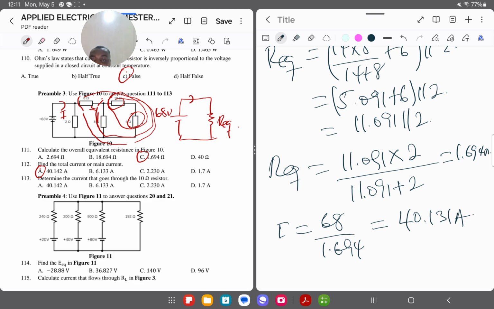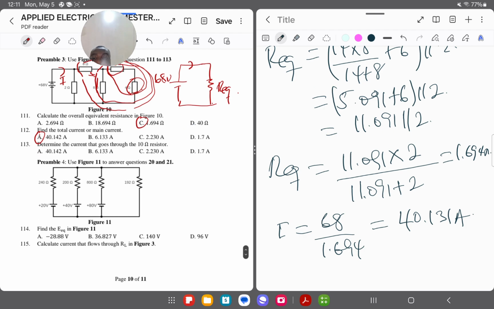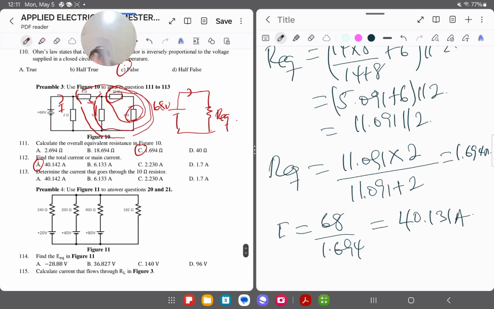113. Determine the current that goes through the 10 ohms resistor. Yes, this becomes the difficult part, right? Why? Because we have to go back. So it's better now I remove this one. Okay.